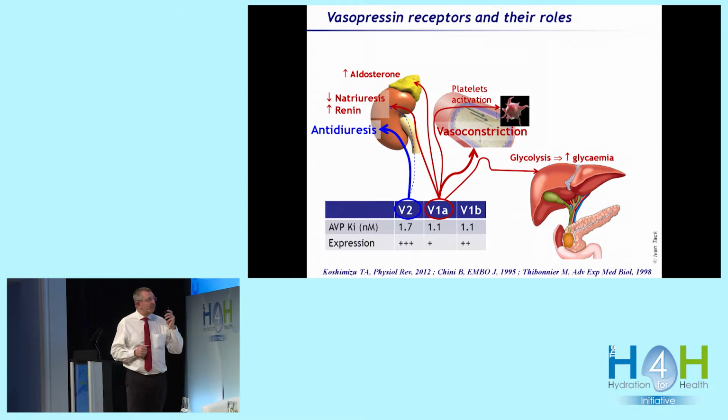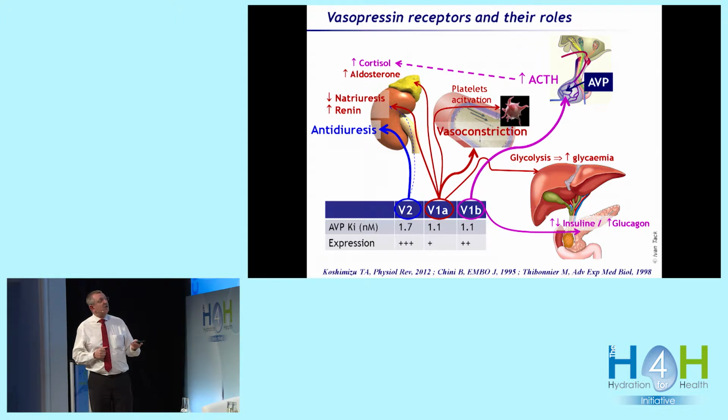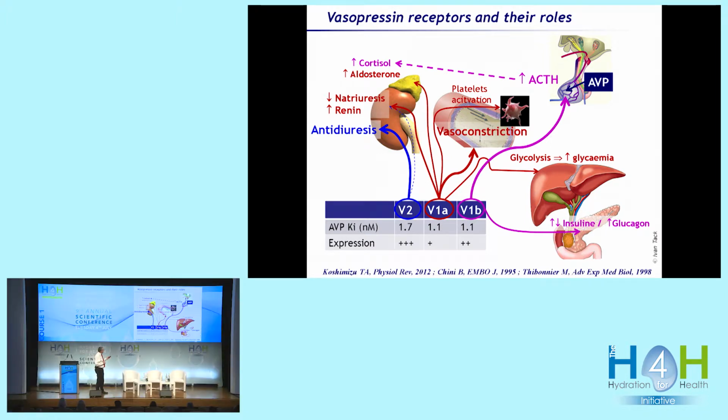And now if you look at V1B receptor, it is expressed in the pancreas and in the anterior hypophysis. And what is very exciting is that when you stimulate V1B, it induces secretion of ACTH that in turn will increase cortisol secretion. This is a link with stress. And here it will influence insulin and glucagon in a way that tends to raise glycemia.